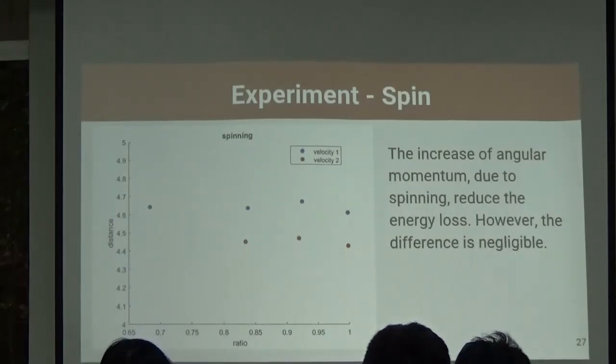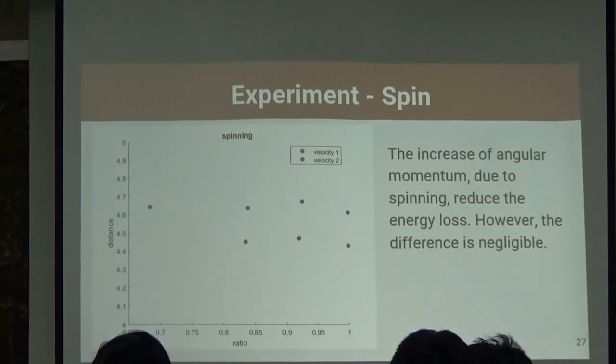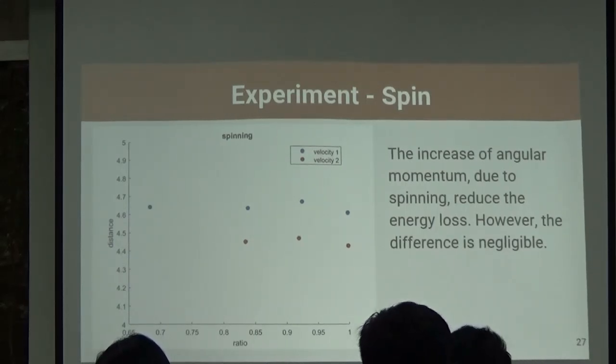Then we discuss the spinning effects on the rubber band. If we first look at the problem statement, we would think that this increase of distance is mainly due to the additional spinning added to the rubber band. However, after doing the experiment, we found that spinning is not really the main factor that causes this extension of distance to occur.